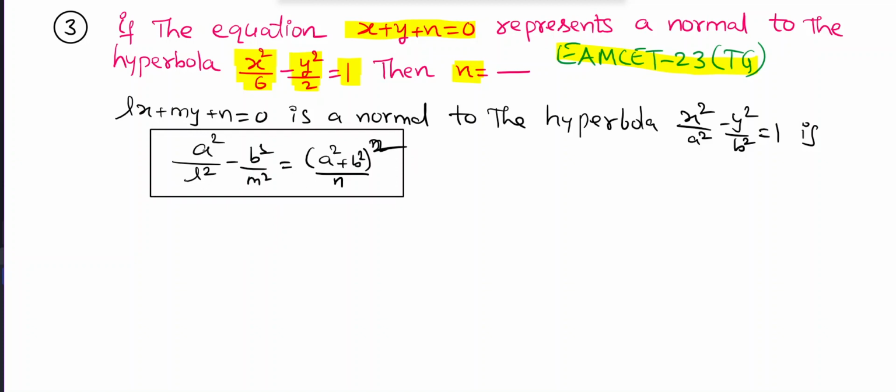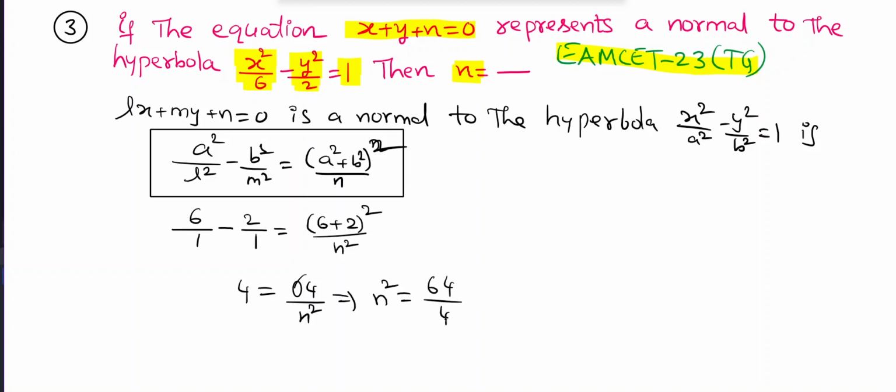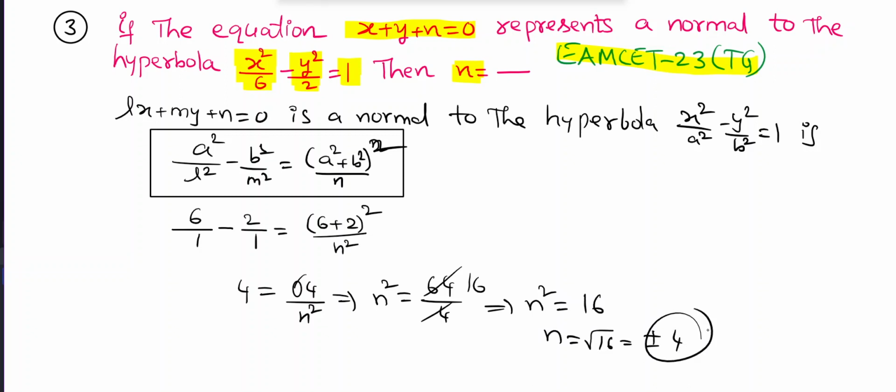Substituting the values: a² is 6, so 6/l², where l, the x coefficient, is 1, squared is 1, minus b², which is 2, over m², where m is 1, equals (6 + 2)²/n², with n as n. So 6 − 2 = 4 equals 8², which is 64, over n². From this, n² = 64/4 = 16. So n = ±4. This is the value of n.